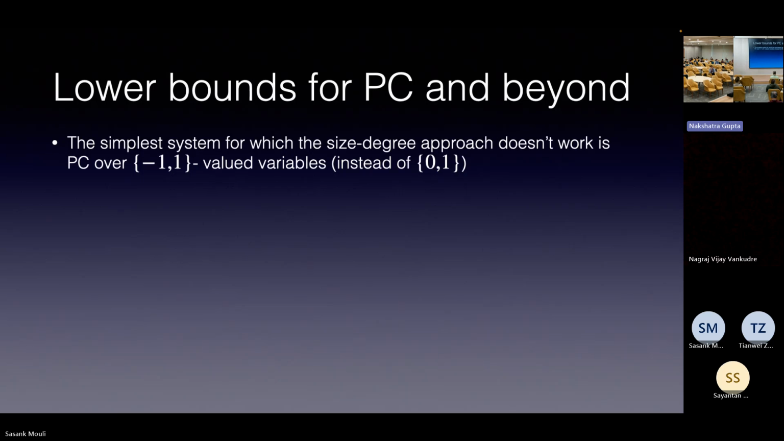So then what is so again? So we want to look at, maybe concretely, the simplest system for which we can do something new, right? We can go beyond this 0 1 regime. And the simplest such system is actually if you just consider, instead of 0 1, plus minus 1 valued variables, right? And already here this size degree approach doesn't work.